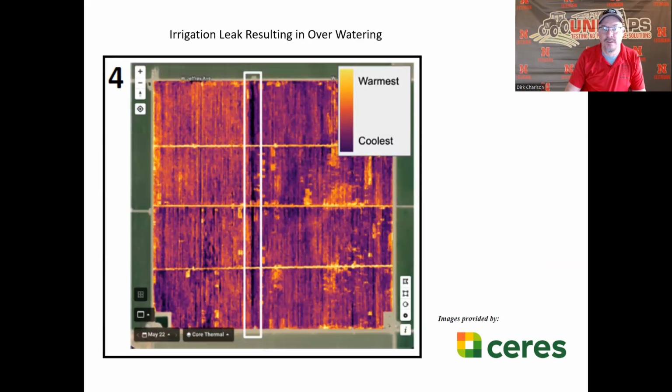Number 4, the answer is irrigation leak resulting in overwatering. Again, this is thermal imagery. If we look within that polygon, we see a straight line of cooler temperature. This is an indication, again, of water standing, and this would probably represent gravity irrigation.